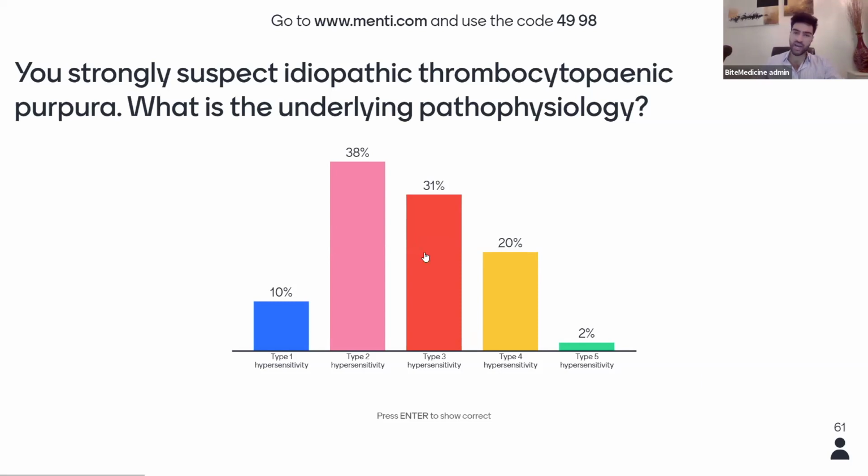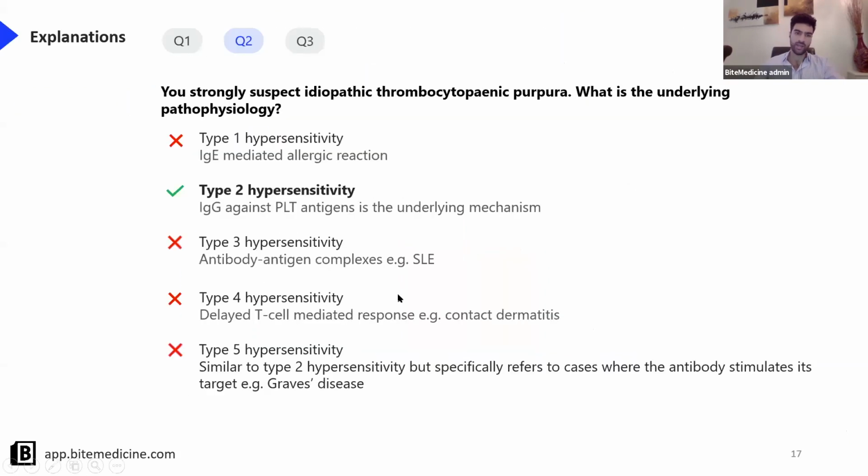Good. What is the pathophysiology in ITP? Is it antibody complex mediated, or is it just antibody mediated? Some people say antigen antibody. So it's type 2. So it's an antibody binding to an antigen. It's not complex mediated, which is what type 3 is. So it's type 2. You have IgG against platelet antigens. That's the underlying mechanism.